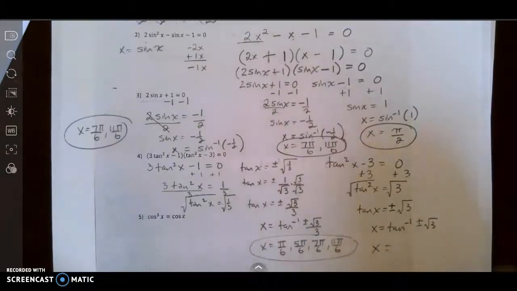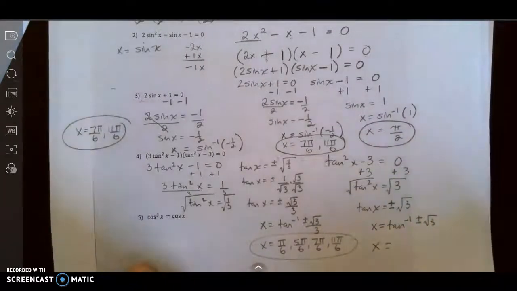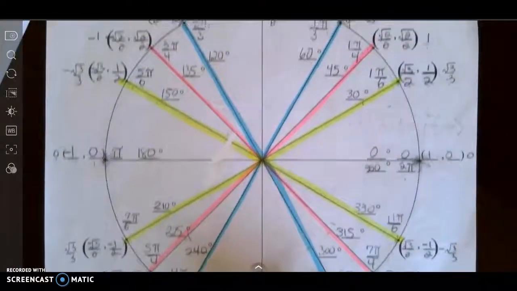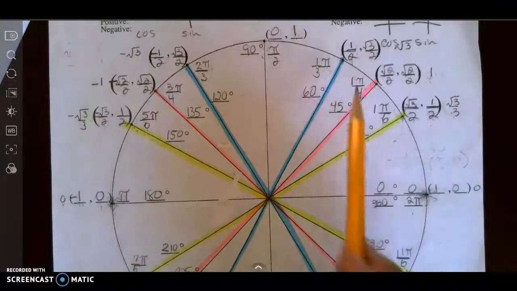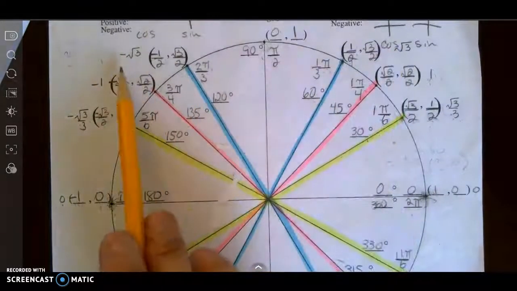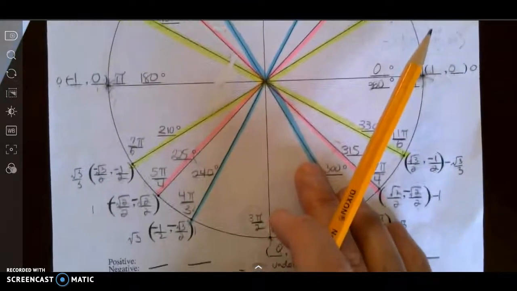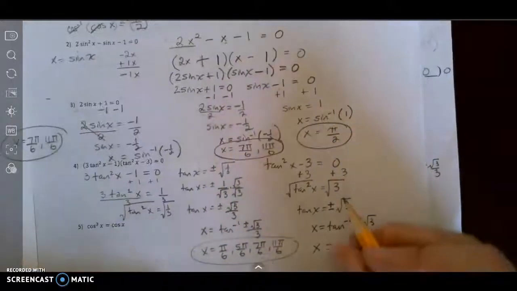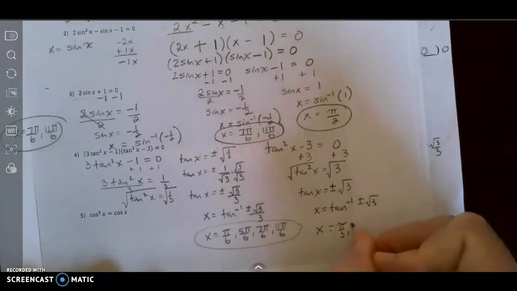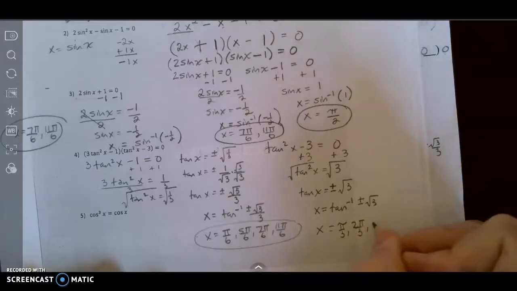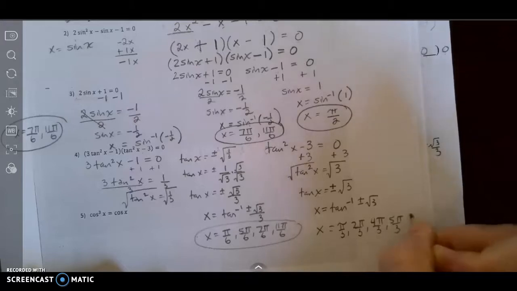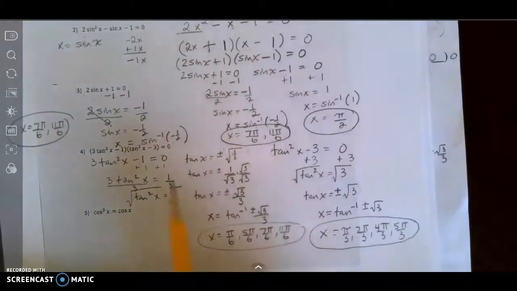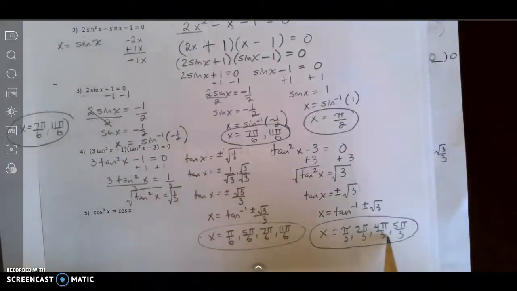So I go to my unit circle looking for a tangent to be the square root of 3. And I see that that happens on blue. Positive square root of 3, negative square root of 3, go down here to these blues, positive square root of 3, negative square root of 3. So it's on all my pi over 3's. So I get pi over 3, 2 pi over 3, 4 pi over 3, and 5 pi over 3. So for number 4, I had 8 total possibilities for x.